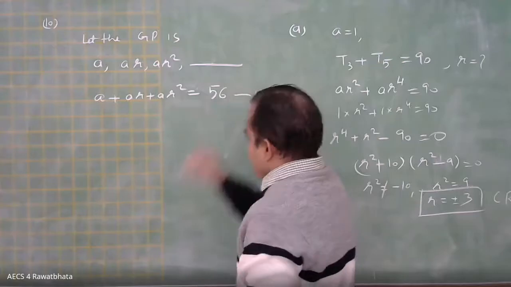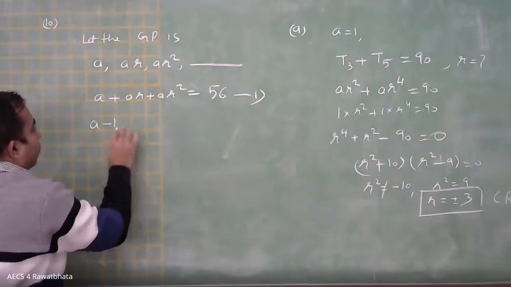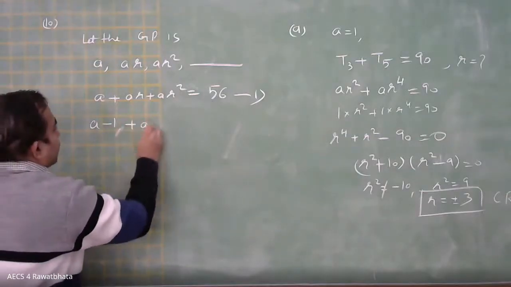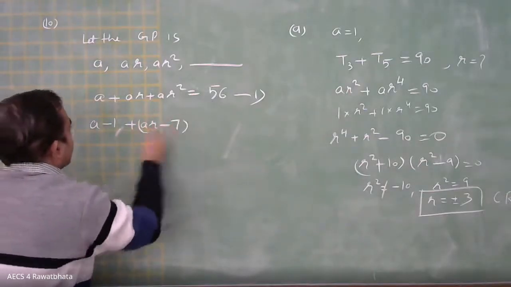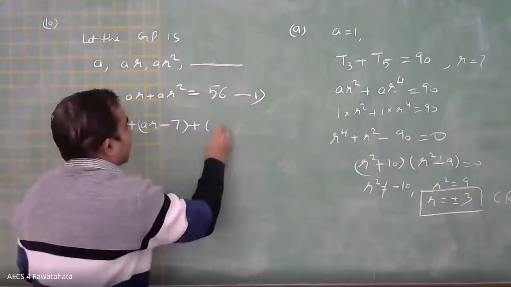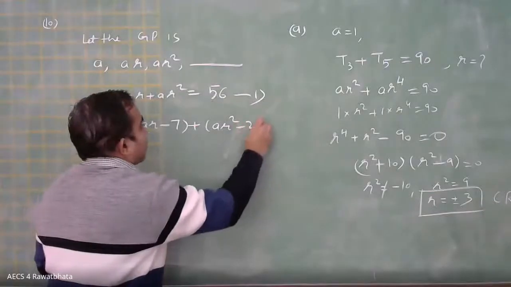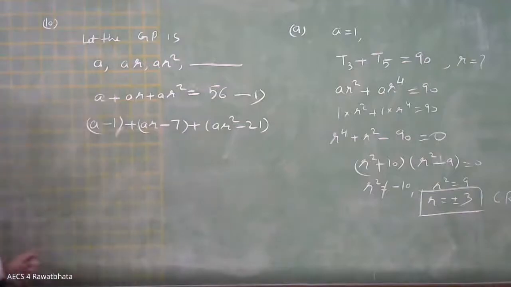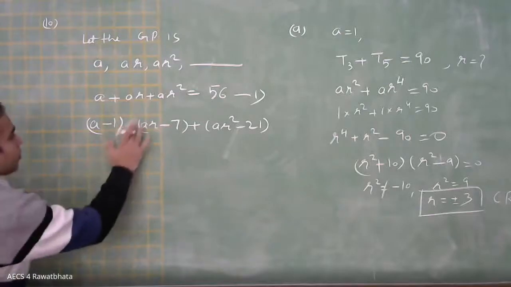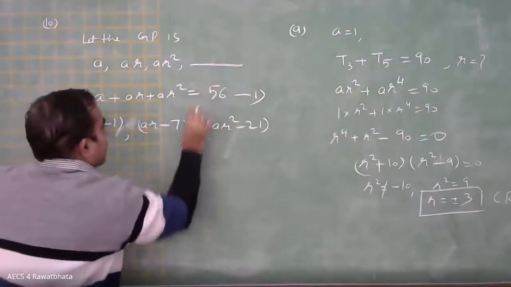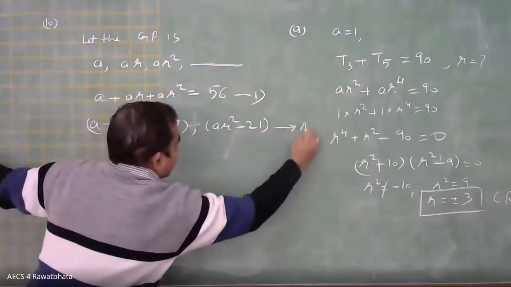Then next line. If we subtract 1, 7, 21 from these numbers in that order, 1 from first, 7 from second, and 21 from third, then we obtain an arithmetic progression. Then this is an AP. Yes, sir. Fine. Next.